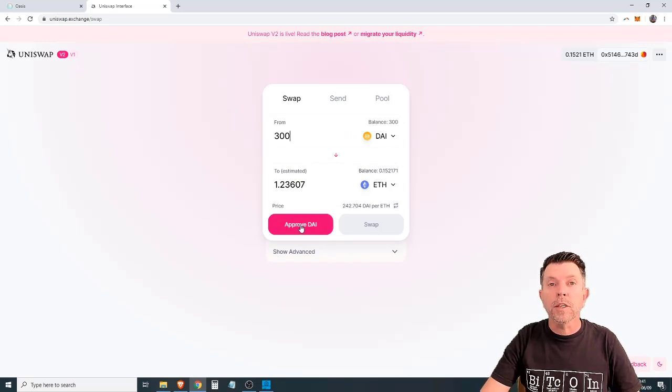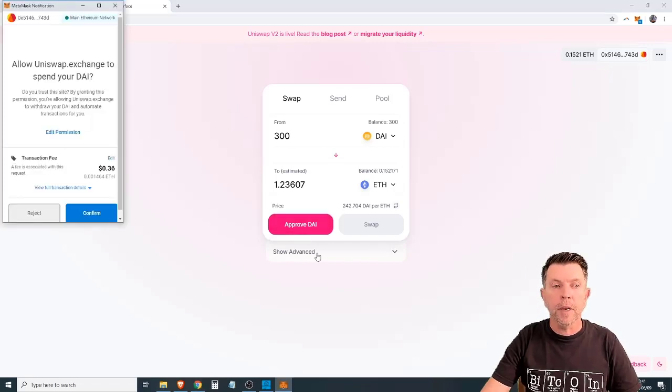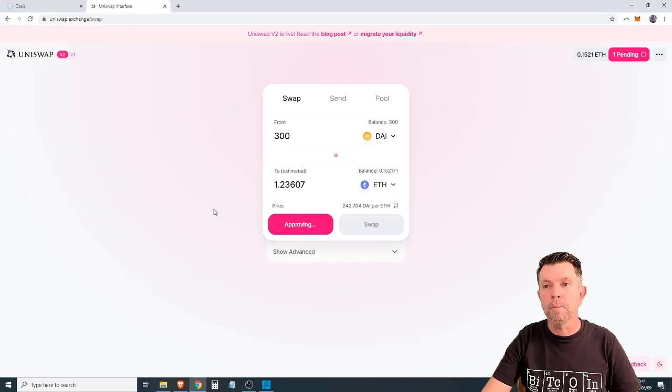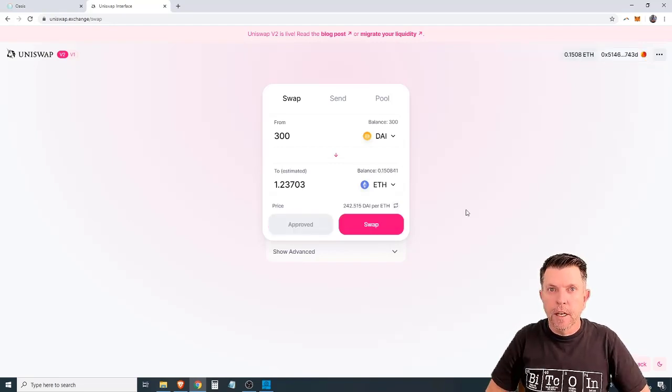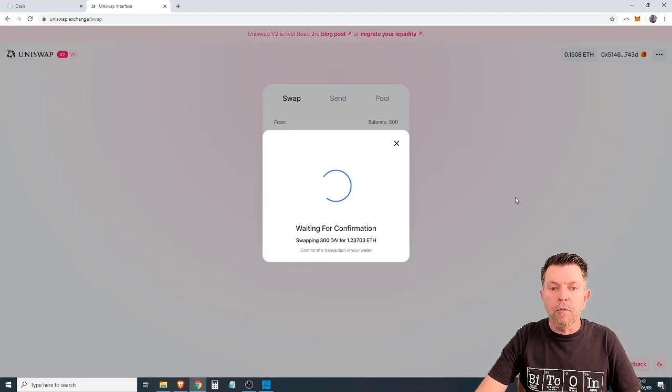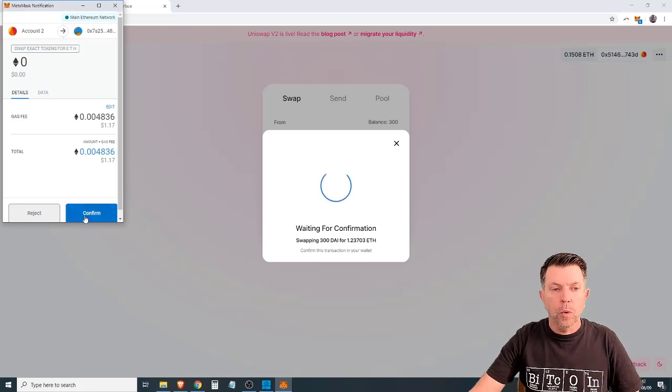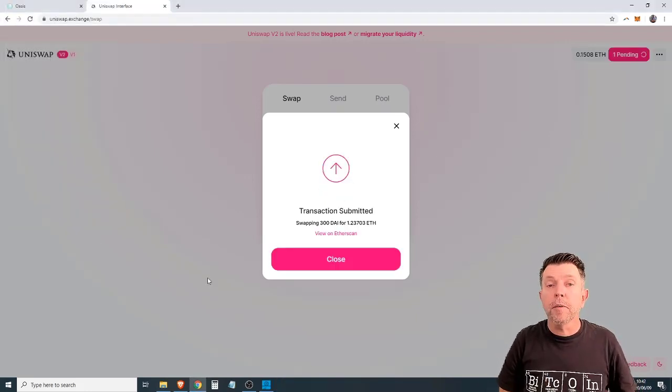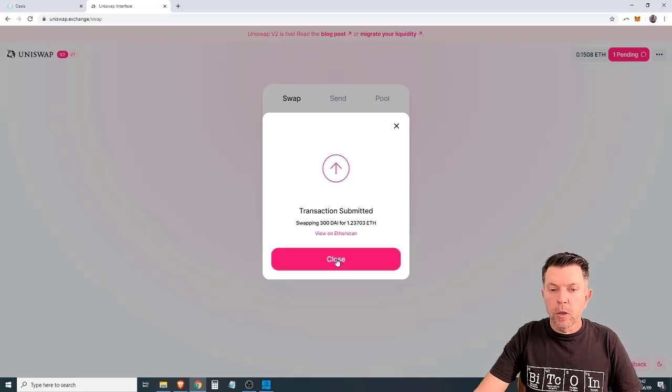So I need to once again approve DAI. Remember, MetaMask will ask you to approve each new token that you get started with. That will take a couple of minutes to get approved. It has been approved, and now I'm able to swap it. It talks about a fee and gives me a couple of warnings, but if you confirm it, once again, you interact with MetaMask to approve and agree to all of these things, and it will swap it. So I'm going to close here.